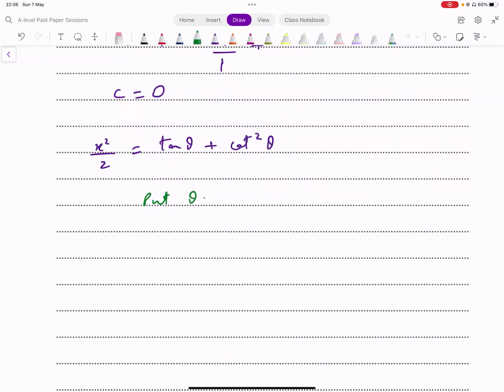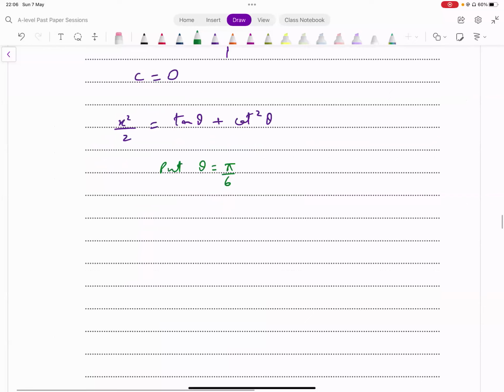We put theta equals pi over 6. Let's see what we get from this. We have x squared over 2 equals tan of pi over 6 plus 1 over tan squared. So that's 1 over tan of pi over 6 whole squared.